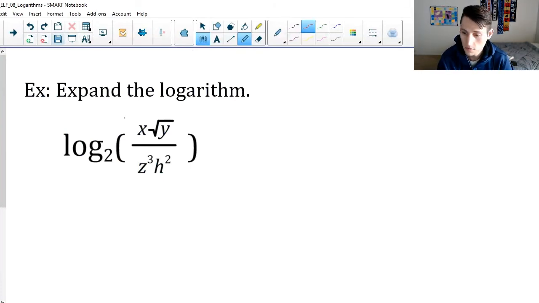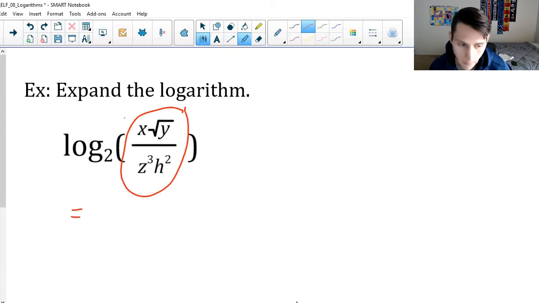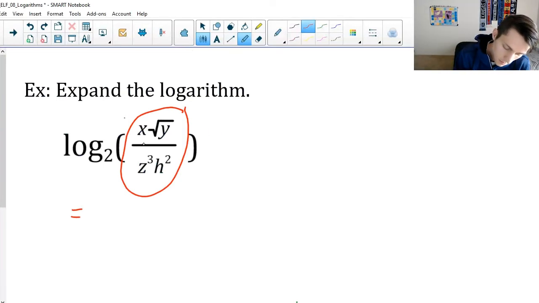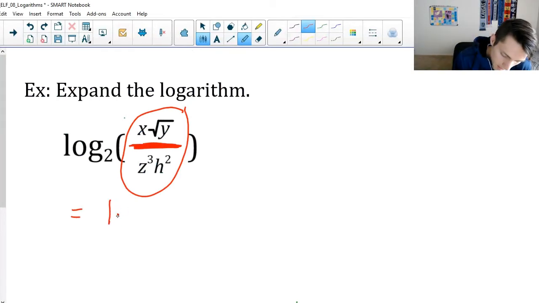Okay, so for our logarithm, remember first, if you can, look in here to see if you can simplify. In this case, we can't. There's no simplification we can do, but it's a good check to first look at. First, deal with the division. There is stuff being multiplied together as well, but let's first just deal with the division. Let's split it up that way. So log base 2 of x times root y.